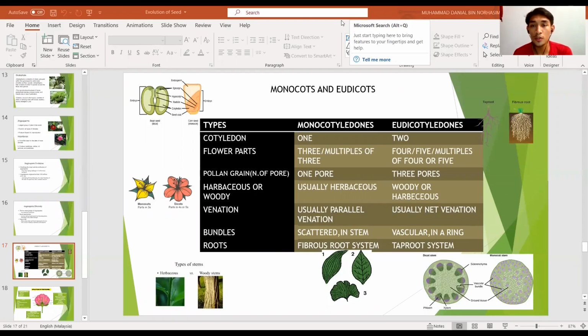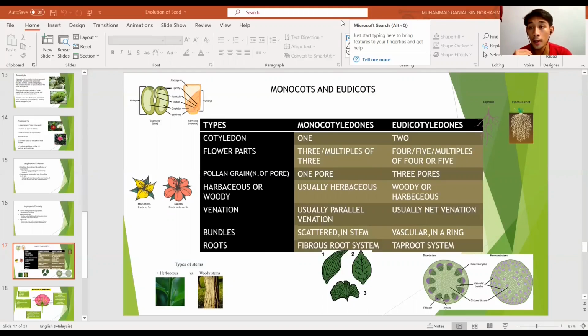Okay, so flowering plants are divided into two types, which are monocot and eudicot. We can tell whether a plant is a monocot or eudicot by looking at their cotyledon, their flower parts, the number of pores in their pollen grain, whether the plant is herbaceous or woody, their venation, bundles, and their root types. So for monocotyledons, monocotyledon plants usually have one cotyledon.